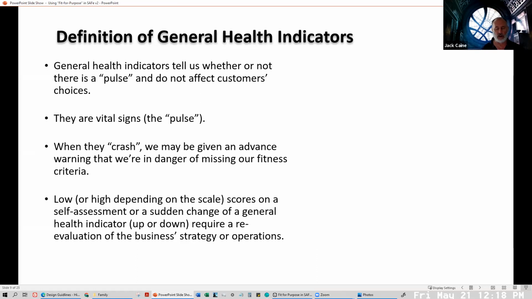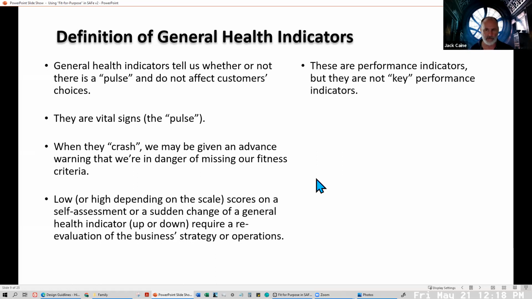You will see in large enterprises, they love assessments and self-assessments. And so the way that we go and look at these self-assessments is very interesting as well. They are simply a general health indicator. They are not a performance indicator. These are performance indicators, the following, but they are not key. They're not key performance indicators, right?